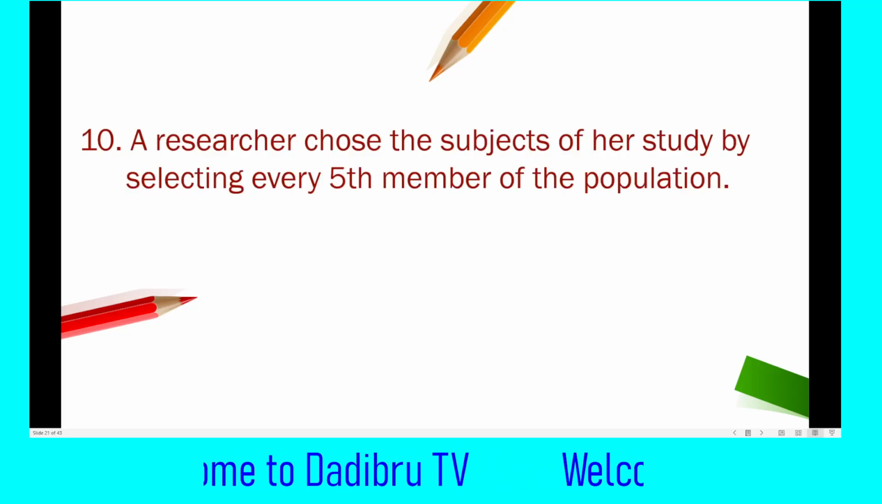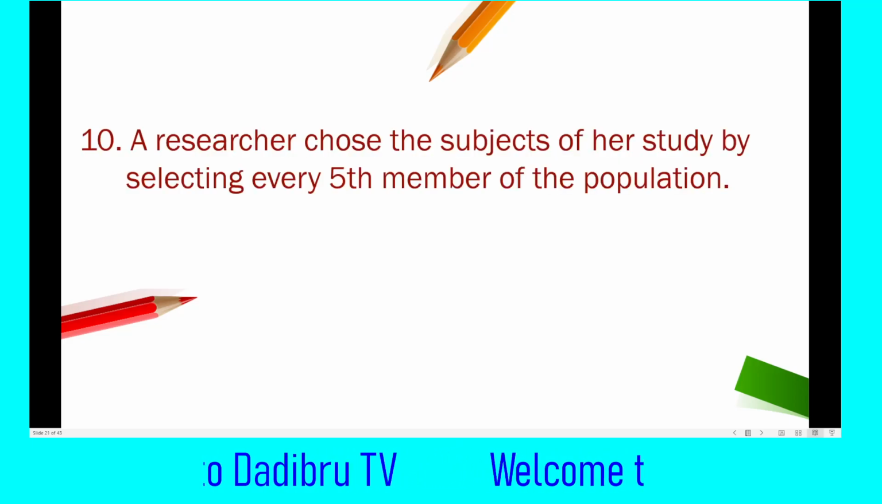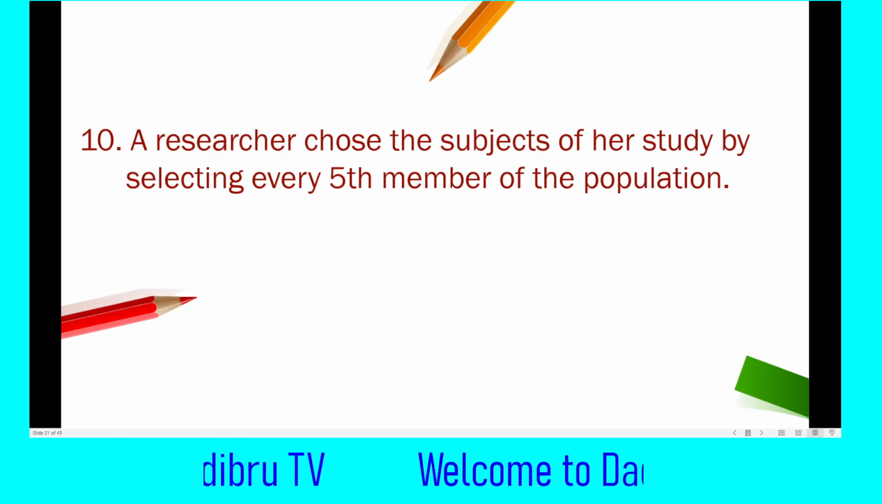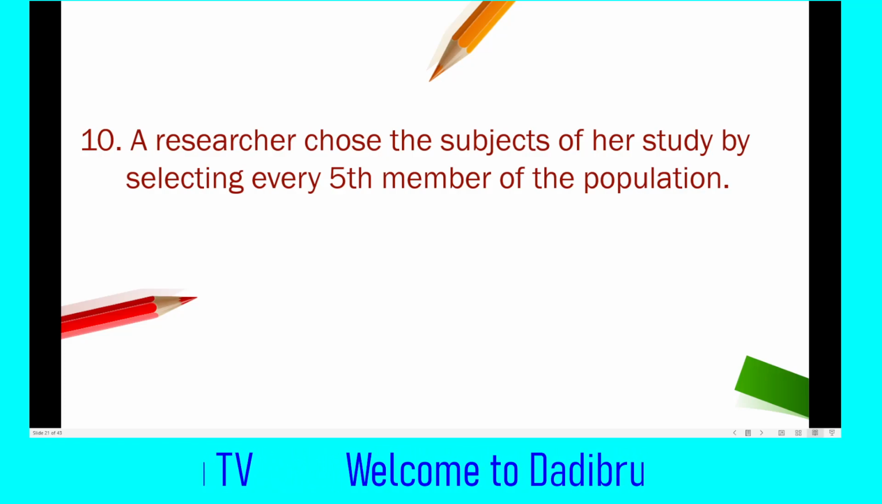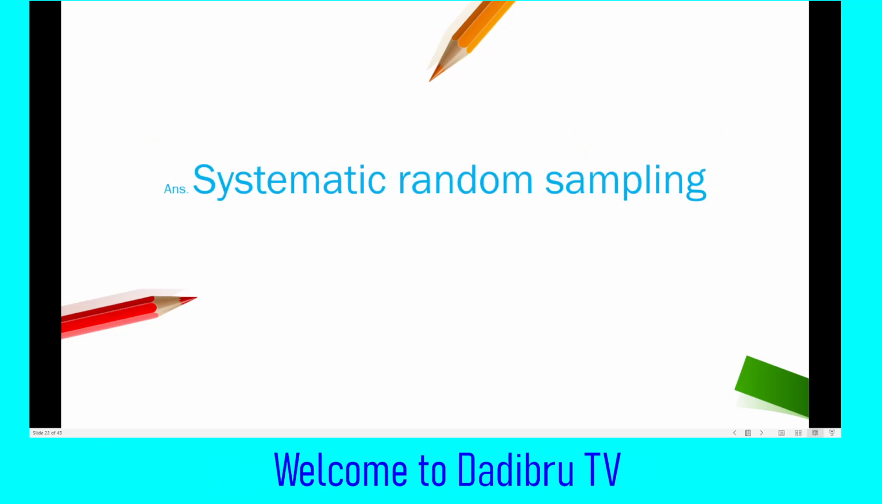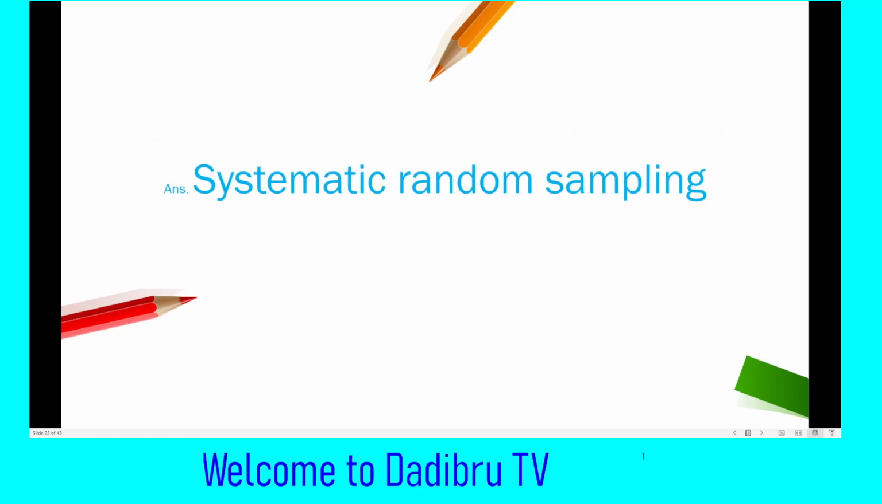Number 10. A researcher chose the subjects of her study by selecting every 5th member of the population. Guess the answer? The answer is systematic random sampling.